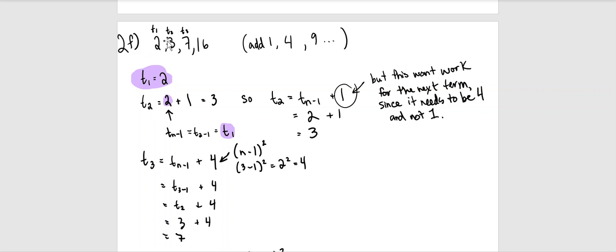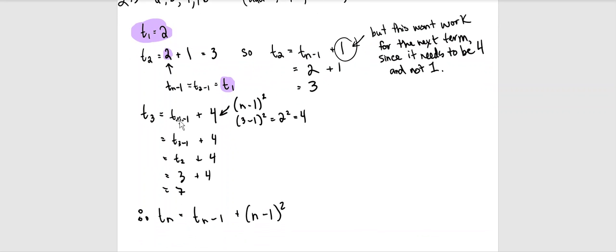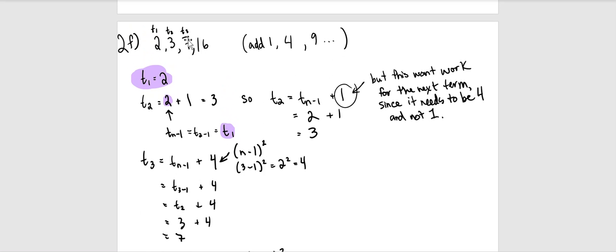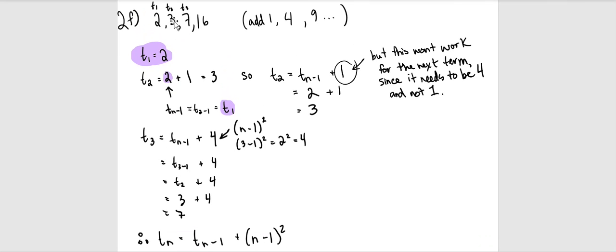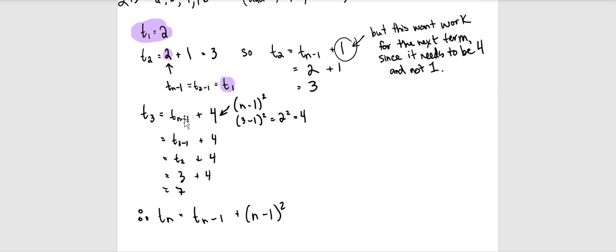When we're looking at the second term, we can grab T1 by using this term and add 1. That works, but this won't work for the next term because we need to add 4. It will work to grab the previous term, but we have to add 4. So let's figure out how we can add 4. Term 3, which we want to get to 7, is T2 plus 4. We can get T2 really easily by doing Tn minus 1. 3 minus 1 is 2, so T2 is 3.